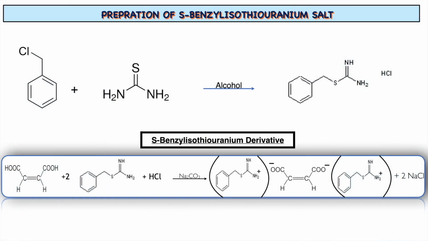In the next slide, you will get the preparation of S-benzyl isothiuronium salt, for which we take benzyl chloride with thiourea in presence of alcohol, which gives us S-benzyl isothiuronium hydrochloride salt. And here is the reaction involved in the S-benzyl isothiuronium derivative.